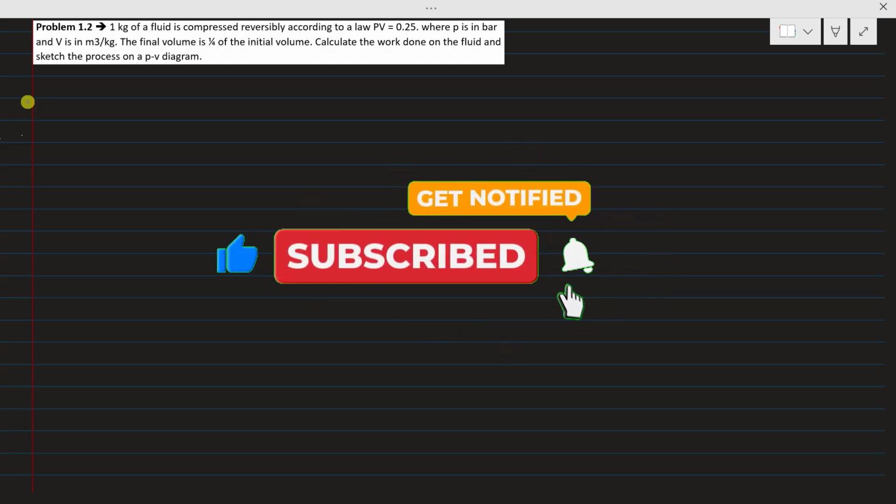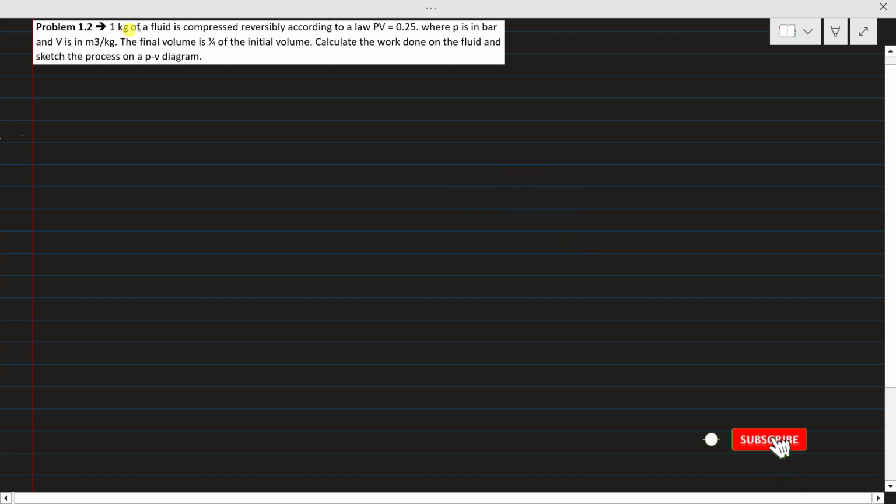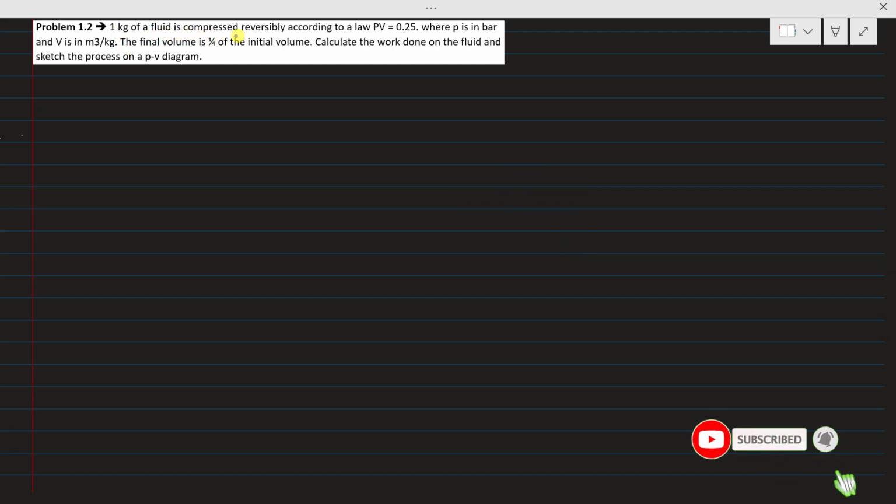Here is the statement of problem 1.2. 1 kg of a fluid is compressed reversibly according to the law PV equals 0.25, that is constant, where P is in bar and V is in meter cube per kg. The final volume is 1/4 of the initial volume. Calculate the work done on the fluid and sketch the process on a PV diagram.